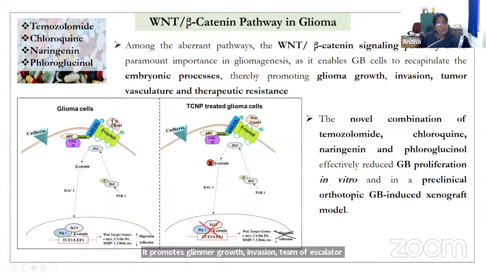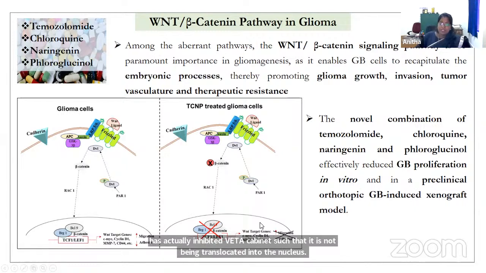In glioma cells, the Wnt ligand goes and binds to the Frizzled receptors present in the plasma membrane. When the Wnt ligand binds here, it activates beta-catenin. This beta-catenin then translocates into the nucleus and activates some of its target genes like c-MYC, cyclin D1, MMP9, CD44, and this leads to cell migration and adhesion. But interestingly, in case of our quadruple drug combination, our drug has gone and bound to this Wnt ligand Frizzled receptor, and it has inhibited beta-catenin such that it is not translocated into the nucleus. Because of that, the target genes are not being expressed, meaning it has stopped proliferation.